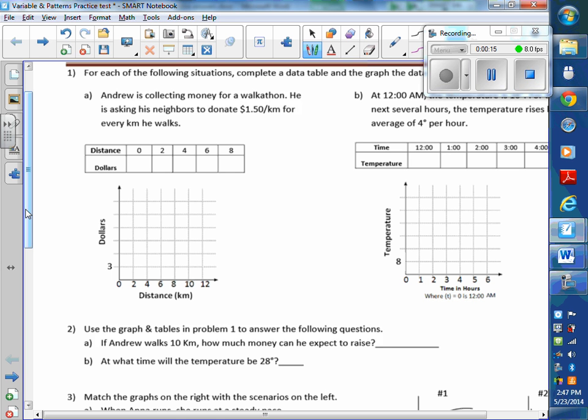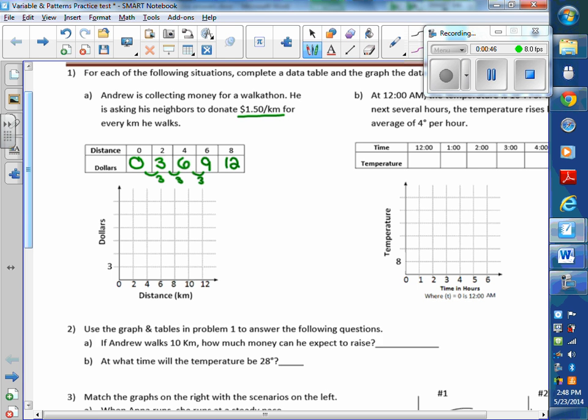So if he is asking his neighbors to donate $1.50 per kilometer, if he doesn't walk at all, he gets no money. But if he walks 2 kilometers, he gets $3, right? And if he walks 4 kilometers, he gets 6. And every time, by looking at the pattern, he goes up $3 every 2 kilometers, $1.50 per kilometer, but I only have every other kilometer, right? Yes, it's a ratio table. That's exactly right.